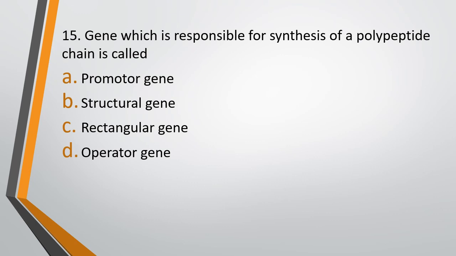Question 15. Gene which is responsible for synthesis of a polypeptide chain is called as? Option A, promoter gene. Option B, structural gene. Option C, rectangular gene. Or option D, operator gene. The correct answer is option B, structural gene.